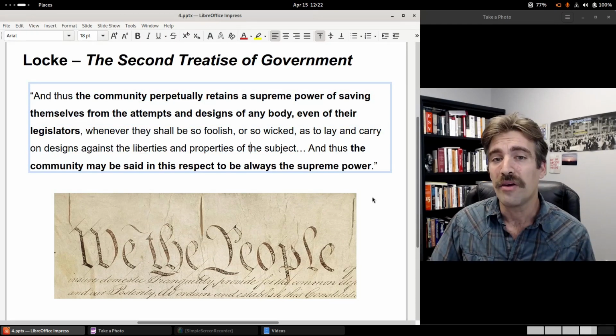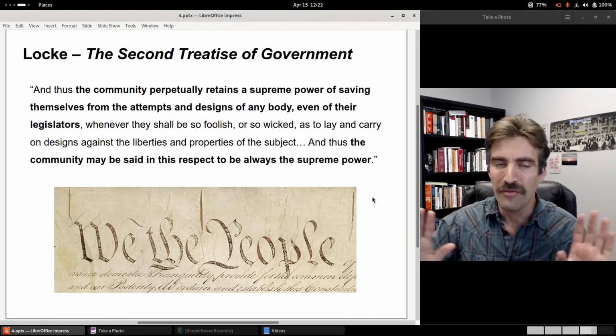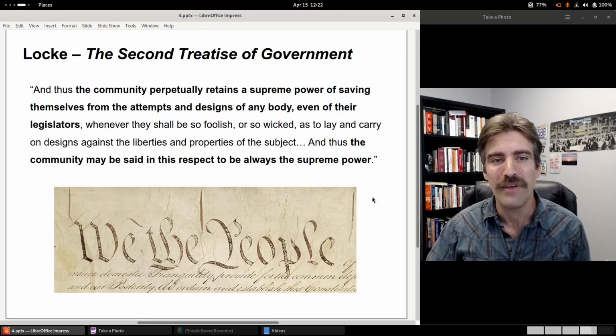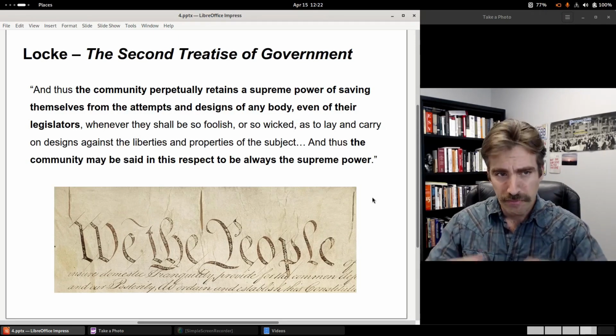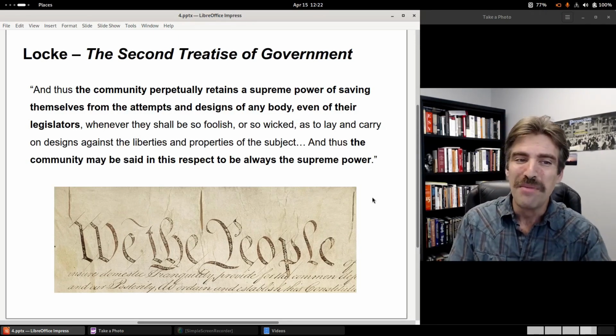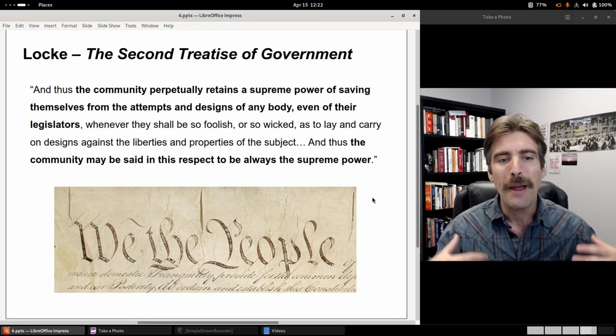And here Locke also has in mind revolution. Hold that thought. The revolution deserves its own separate video. But even with elections, this applies. So that the community may be said, in this respect, to be always the supreme power.